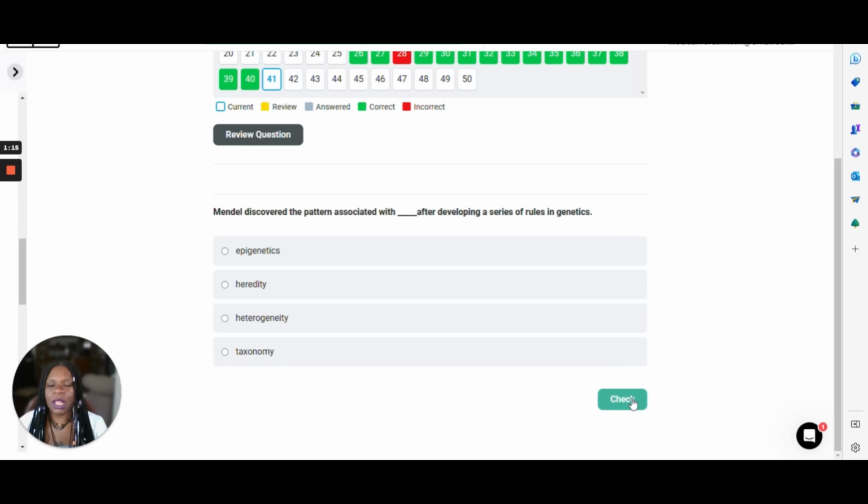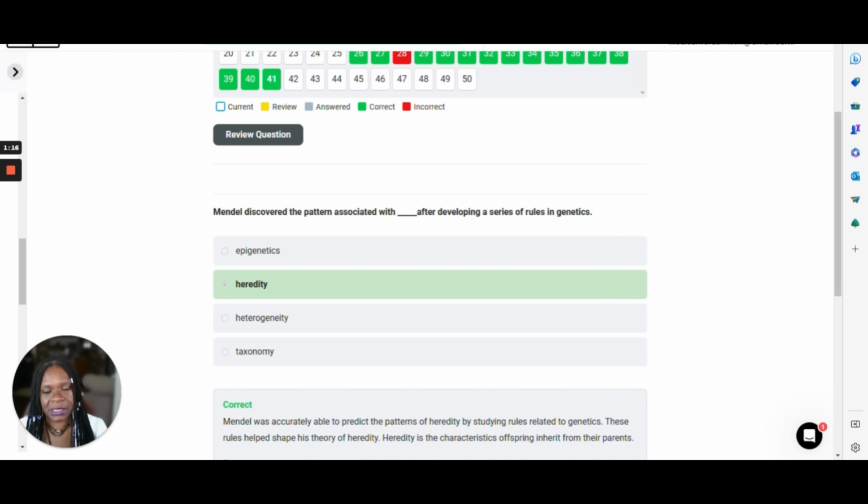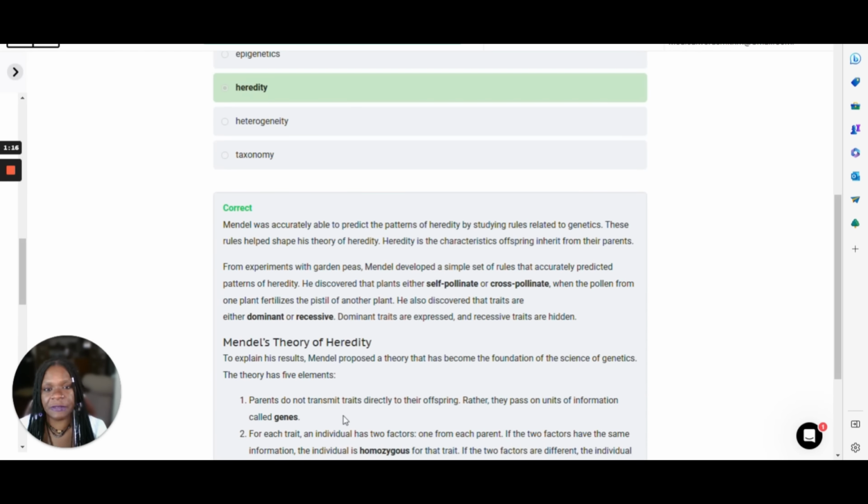And the next question. Mendel discovered the pattern associated with blank after developing a series of rules in genetics. Is it epigenetics, heredity, heterogeneity, or taxonomy? Mendel was dealing with patterns in heredity. Okay, so we're going to go ahead and pick that one. And let's see what our answer check says. Correct. Mendel was accurately able to predict the patterns of heredity by studying the rules related to genetics. These rules help shape his theory of heredity, whereas heredity refers to the characteristics that offspring inherit from their parents.